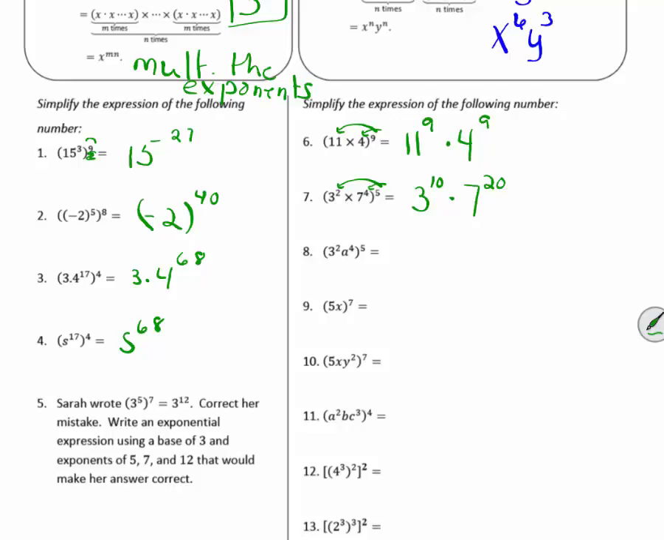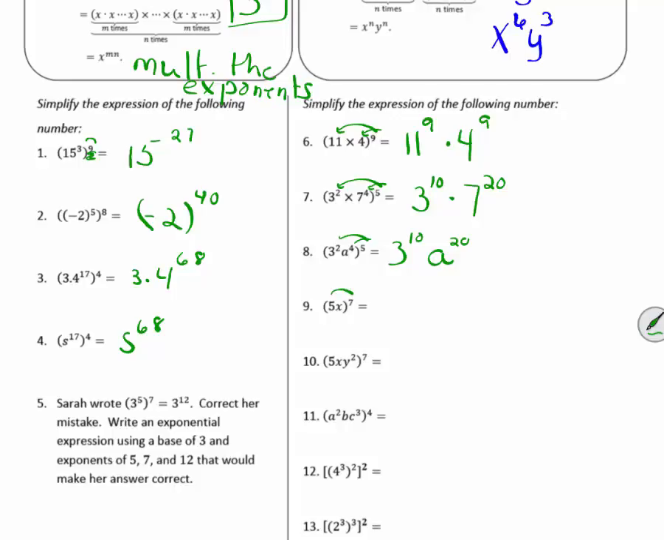All right, let's try it here. So now I even have a coefficient, but I still have to share this. So this is going to be 3, 2 times 5 is 10, right? We had that from above. Now I have an a, 4 times 5 is 20. Hopefully so far so good.